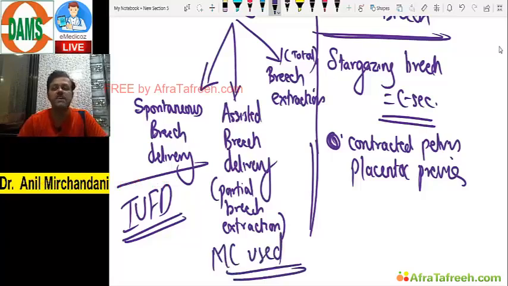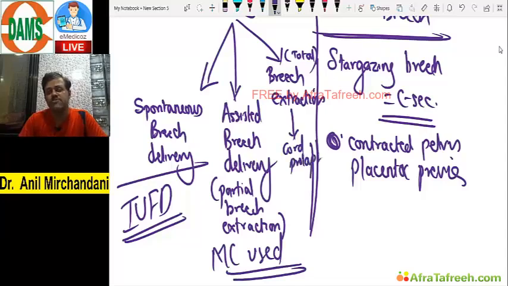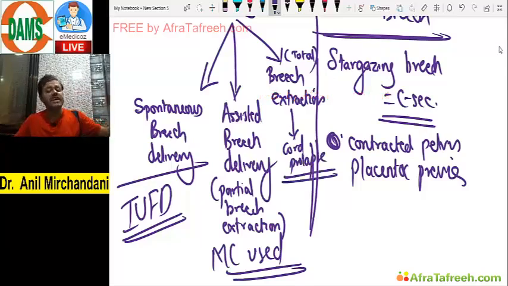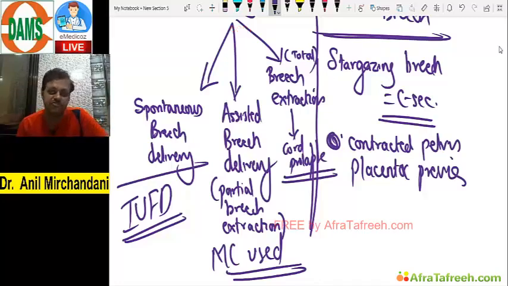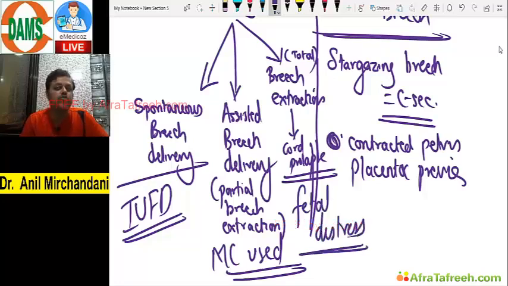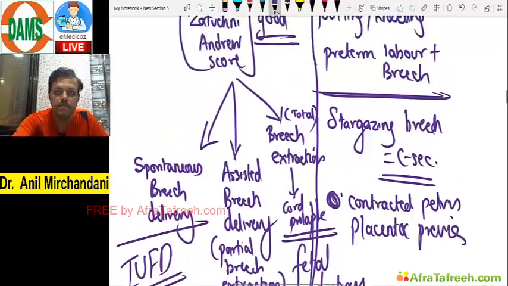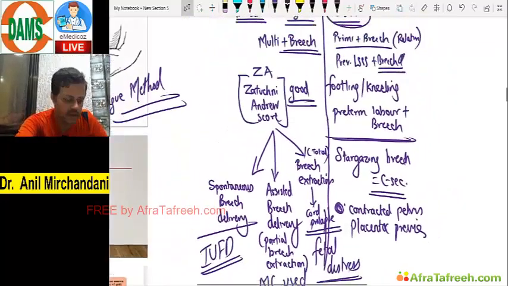Breech extraction would be done in a case of cord prolapse. Generally, cord prolapse management would be cesarean section, but if there is a fully dilated cervix, then you have a possibility to deliver the baby out by breech extraction, if it is obviously breech. If there is cord prolapse or fetal distress, then you do breech extraction. Put your hand inside and deliver the baby out. Am I clear about this?